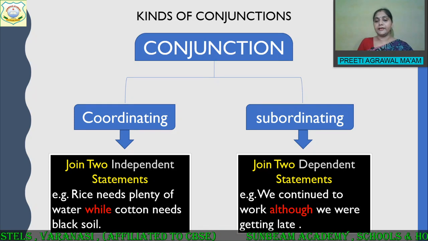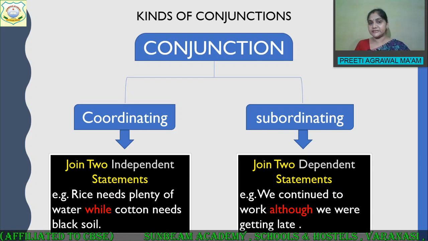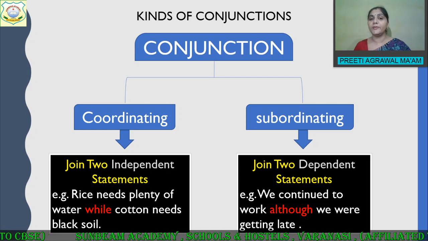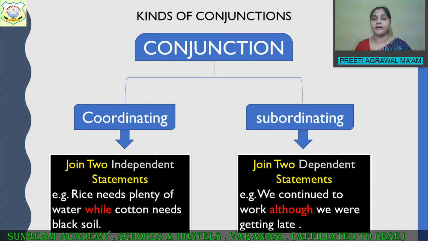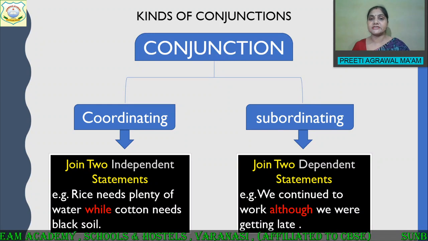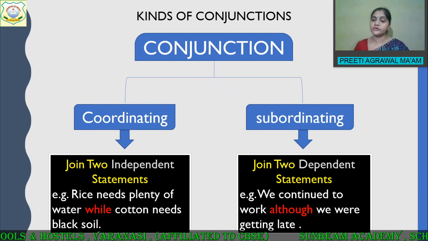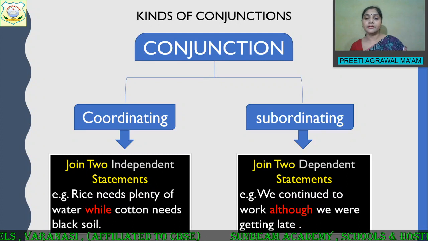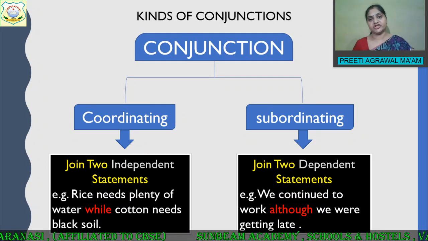But if you are telling this half sentence, although we were getting late, is it giving you any meaning? Are you getting any sense? Although we were getting late, it is not giving you the full sense. Nobody will be able to understand the full meaning, the full concept until you give the first sentence. It means that here is your dependent statement, and as soon as you get the dependent statement or dependent clause, it means that there is a subordinating conjunction.